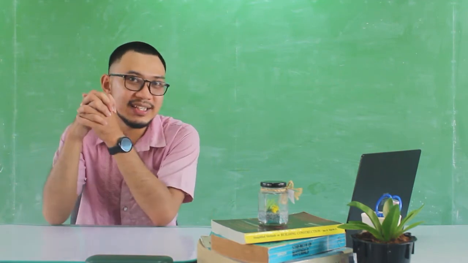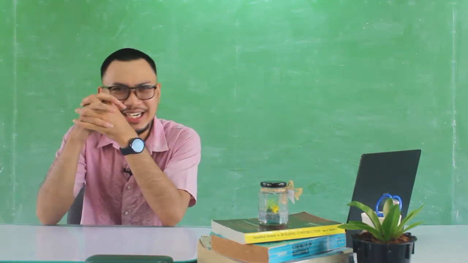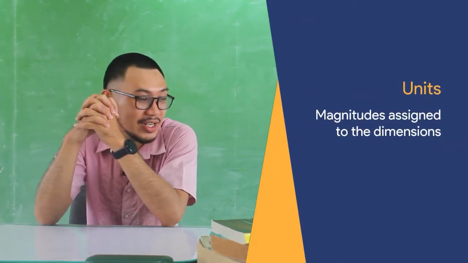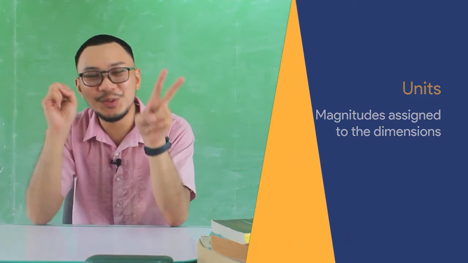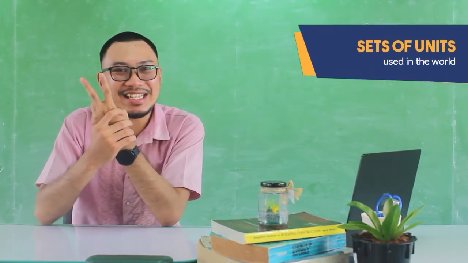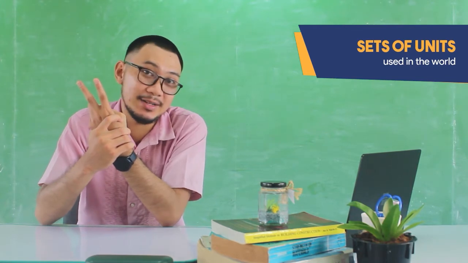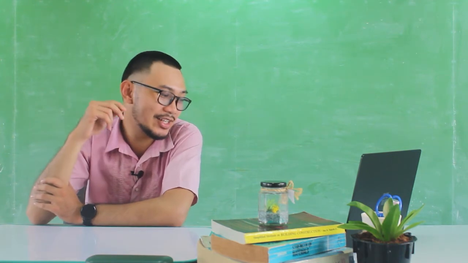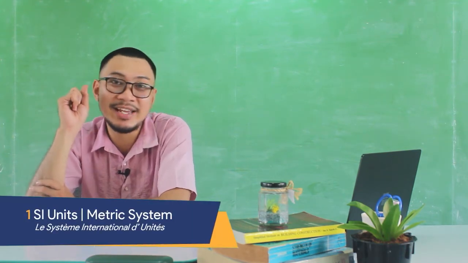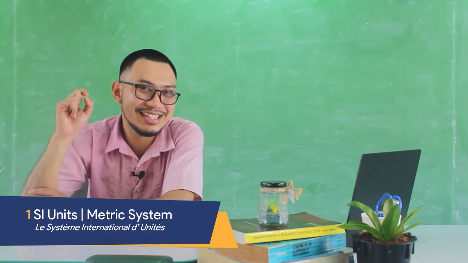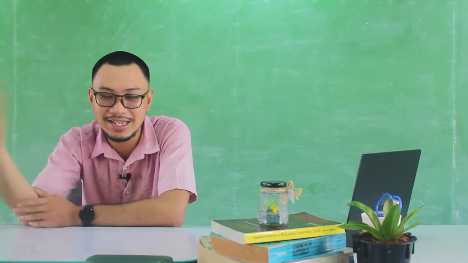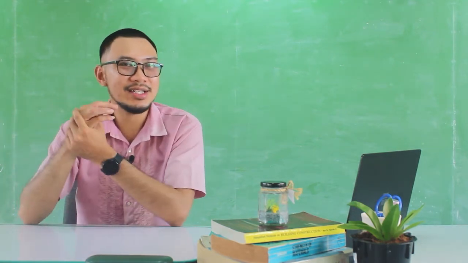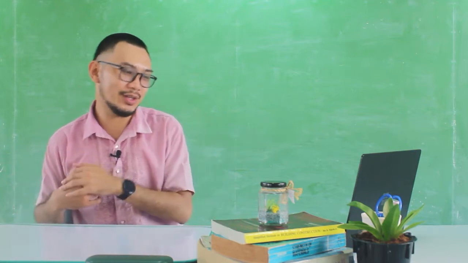So, now, let us talk about units. Unsa man ang units? That is actually the magnitude assigned to your dimensions. So, there are two units that are mostly used in the world today. Una is the SI unit, or that actually means the Le Système International d'Unités. Ang button sa pagbasa ana pero mao nang iyang tawag. Okay? So, unsa man na sila? Unsa man ang mga units ng SI? I will just show it to you later on.